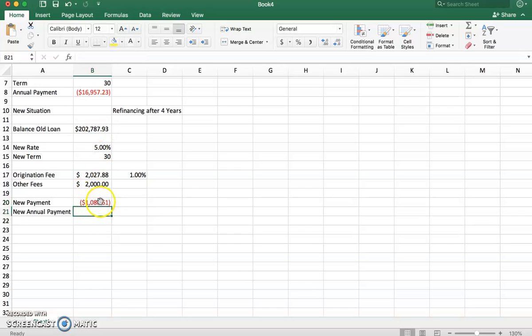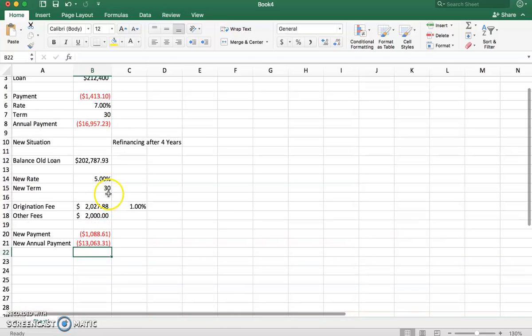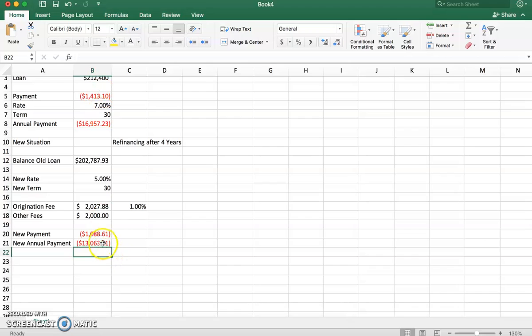Perfect. All right, so then again, for the annual payment, we're just going to take that, multiply it by 12. Awesome. All right, so now you can physically see the difference between these. Everything else aside, this is a little bit better deal, at least looking at it right here. I mean, your payment is going to be about $300 something less every month. So yeah, that'll save you a lot of money in the long run.